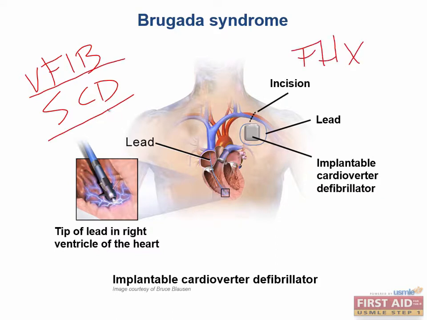sudden cardiac deaths. The way the ICD works is that the ICD is put directly underneath the skin, and then the leads are put inside of the heart so that the tip of the lead is in the ventricle so they can depolarize the myocardium. You can see here it's sending electrical impulses.